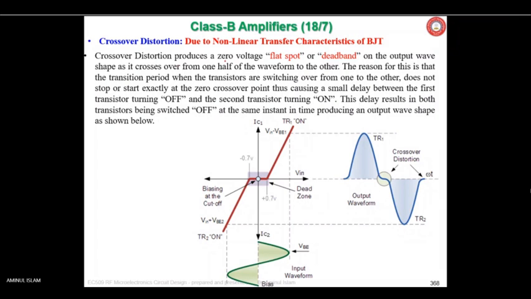Crossover distortion produces a zero voltage, flat spot, or dead band on the output wave shape as it crosses over from one half of the waveform to the other. The reason for this is that during the transition period, when the transistors are switching over from one to the other, they do not stop or start exactly at the same time.